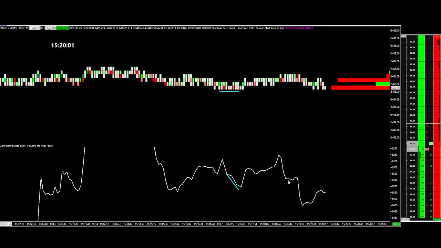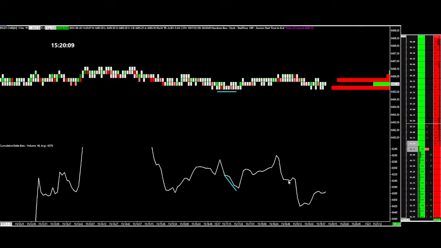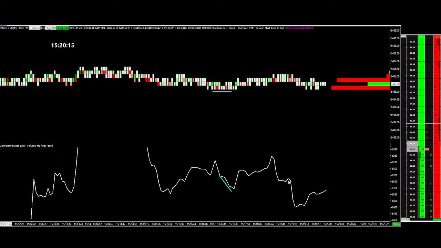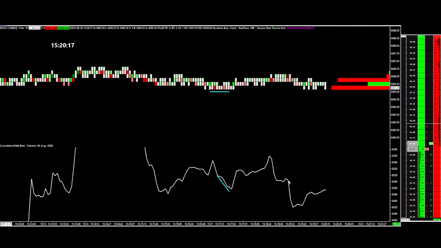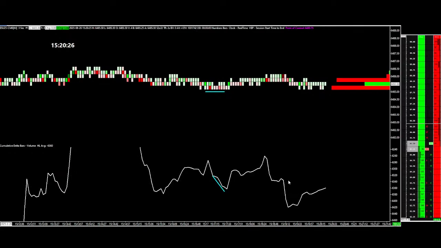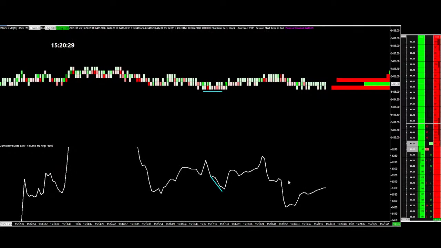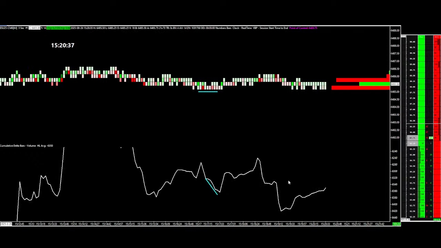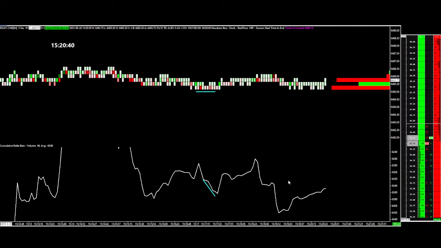I don't know if we should drill it or not. It definitely smooths it out. Definitely smooths it way out. All right. I'm out.